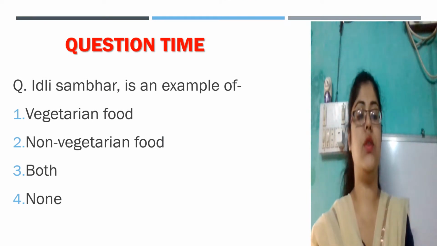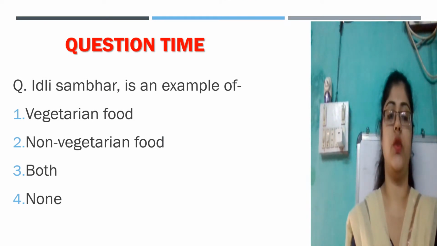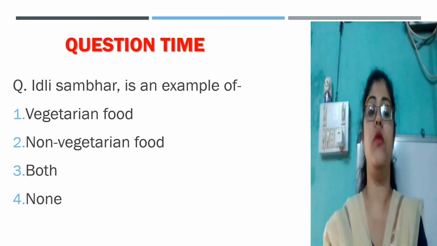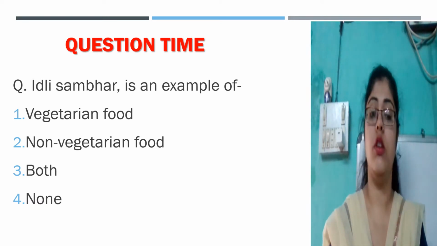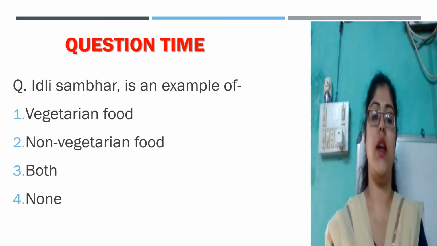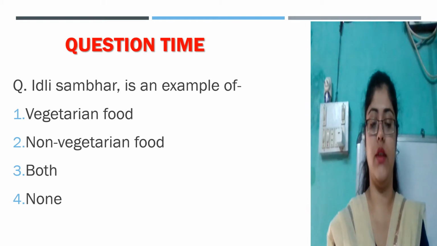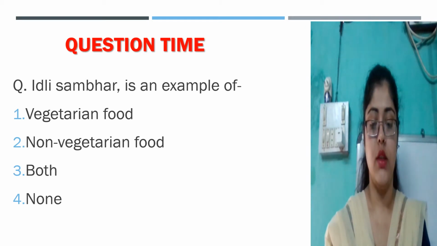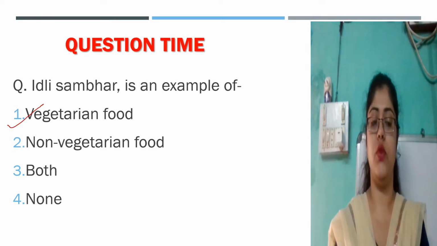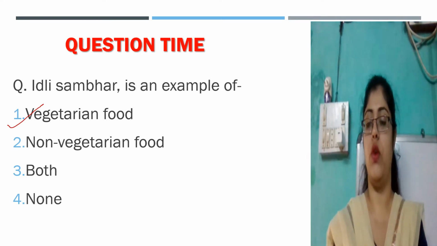So, students, here is a question time for you. The question says that idli sambar is an example of what? Vegetarian food, non-vegetarian food, both or none? Very good, class. I hope you have given your answer by this time. The right answer is vegetarian food. Now let's move forward.